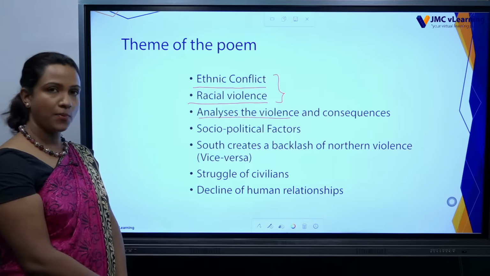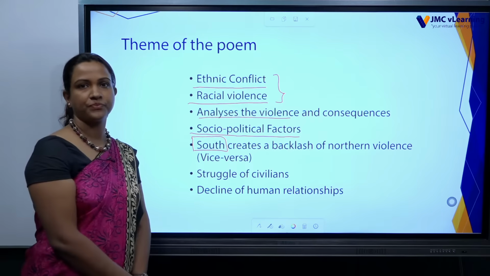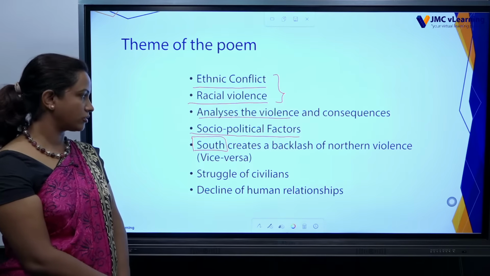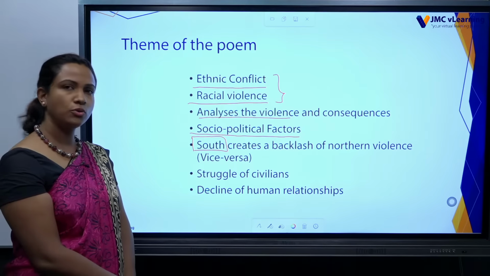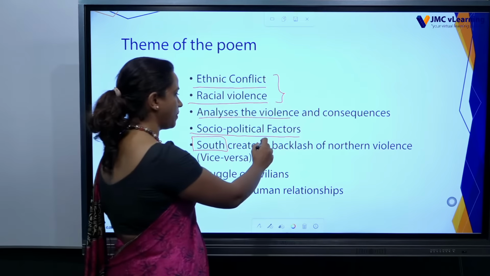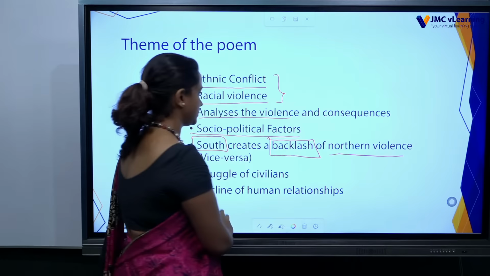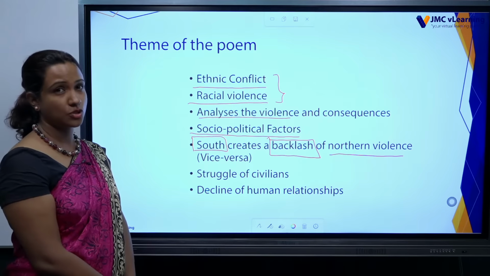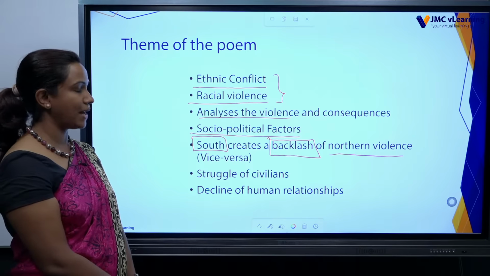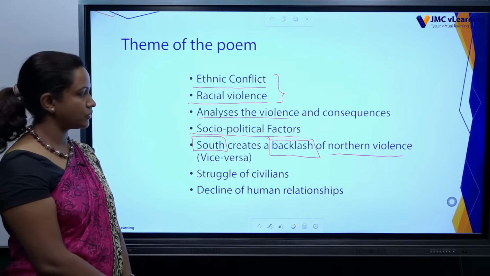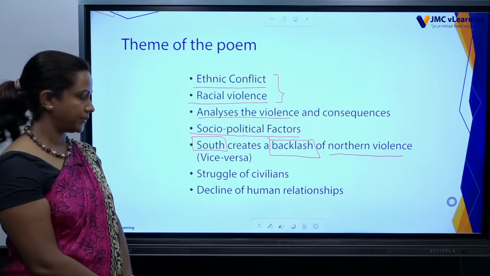South creates a backlash of northern violence and vice versa. South, I told you, is all the provinces. People in all the provinces just below Jaffna, the north side, are called South. So what do they create? A backlash, a negative mark or destruction on the northern people. In this Black July 1983, the South people are the ones who started, and after that it happened vice versa as well.